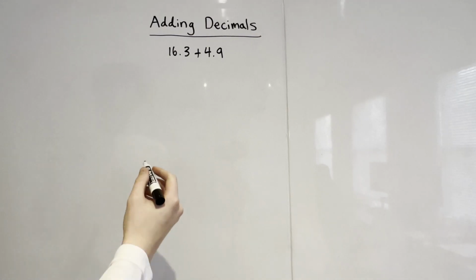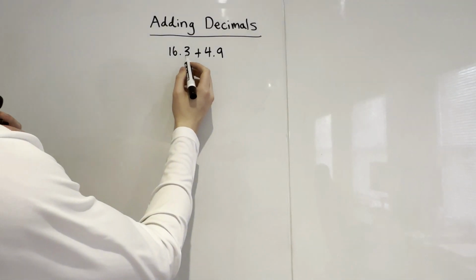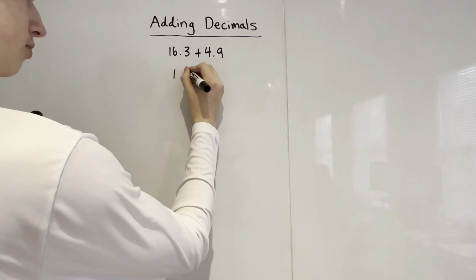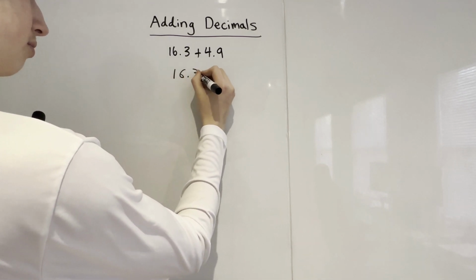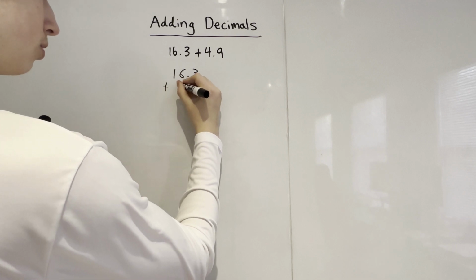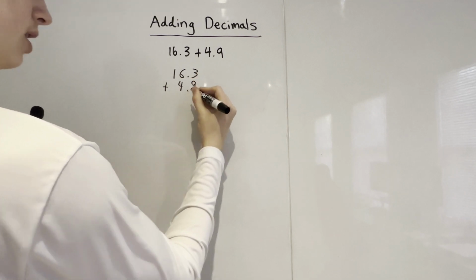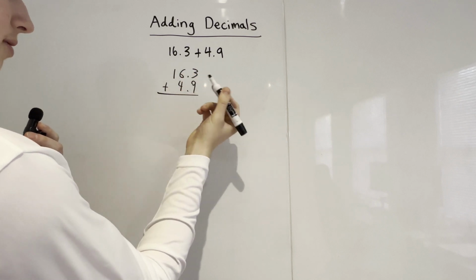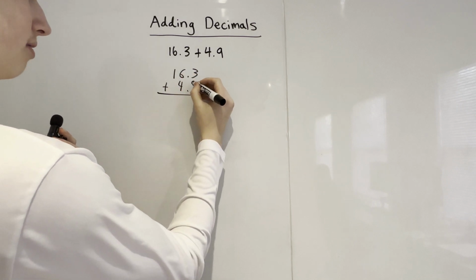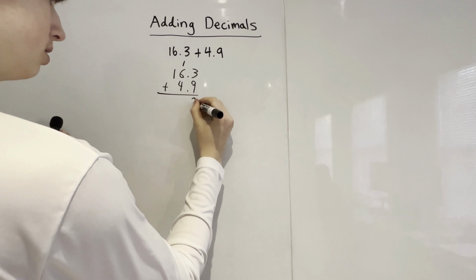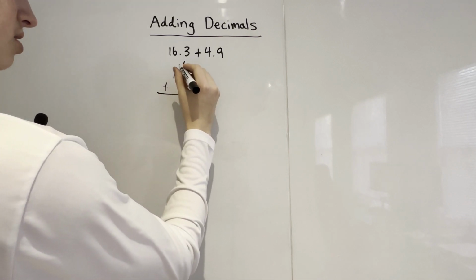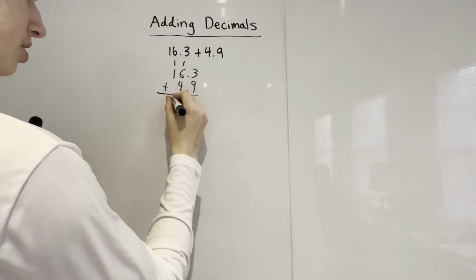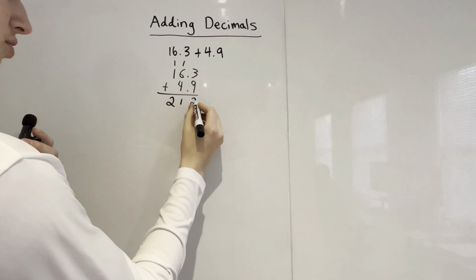All right, so in this problem, we have 16.3 plus 4.9. So we're going to write this in addition form as 16.3 plus 4.9. Now, we can actually ignore this decimal point and think of it as just normal addition. So we have 9 plus 3, which is 12. We have 4 plus 6 plus 1, which is 11. We have 1 plus 1, which is 2, and we have 212.